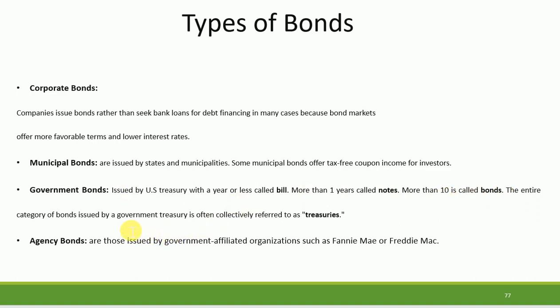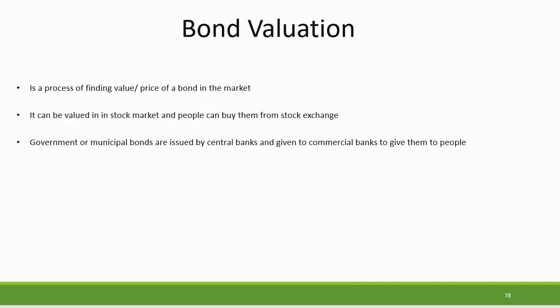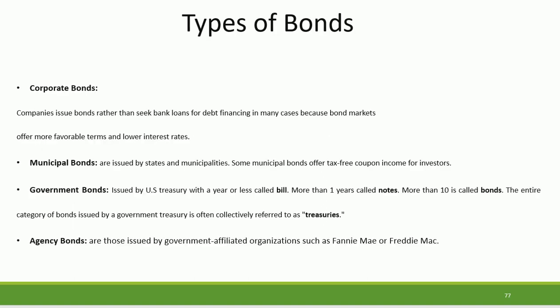This entire category of bonds is issued by the government treasury of the U.S., and it is often collectively called the treasuries, right? So that was the government bond, and its different types, almost 3 types. The last type of bond we have is the agency bonds, right? These are also issued by the government, and there are specific agencies which are owning these, government affiliated organizations. For example, Freddie, Fannie Mae, etc. Okay, so that was the types of bonds: corporate bonds, municipal bonds, government bonds, agency bonds.